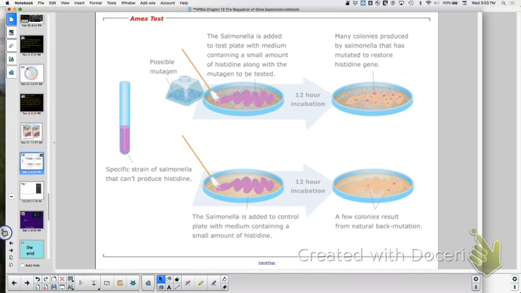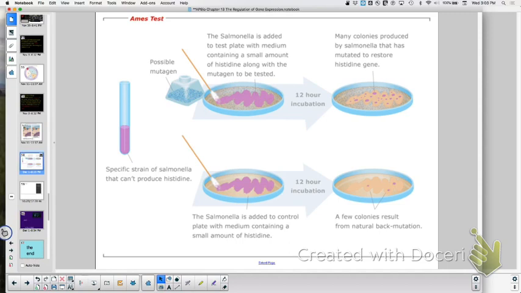Then you take that bacterium and you expose it to whatever chemical you're testing, and you're wondering, I wonder if this chemical does bad things. Once you exposed it, you would put it on a plate that does not have any medium enriched with any histidine in it. If some bacteria can grow on that plate, that tells you it had to mutate in order to grow on that plate because it couldn't normally.